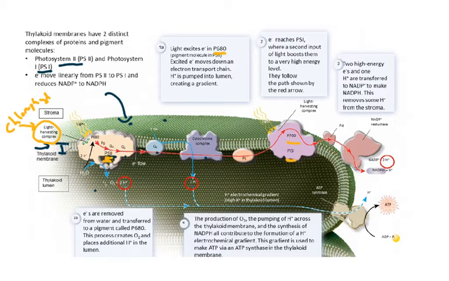Ultimately within P680, an electron is going to become excited. It's going to get its energy orbital boosted. And this excited electron is going to get moved down an electron transport chain. So this starts to look a little bit like what we saw in the mitochondria. This excited electron is going to get passed. And every time we pass that electron, we're going to use some of that energy to pump hydrogen.